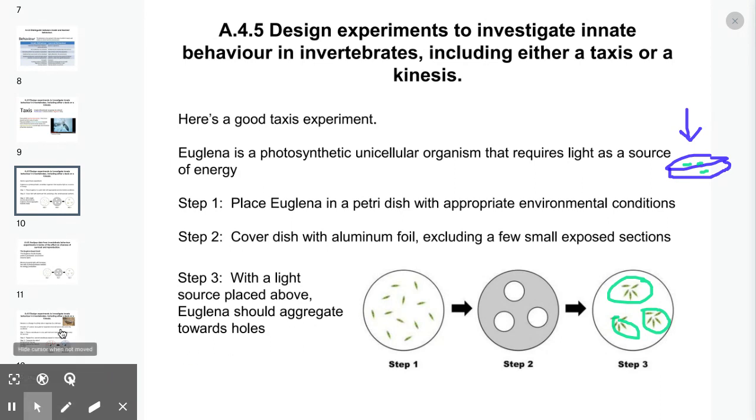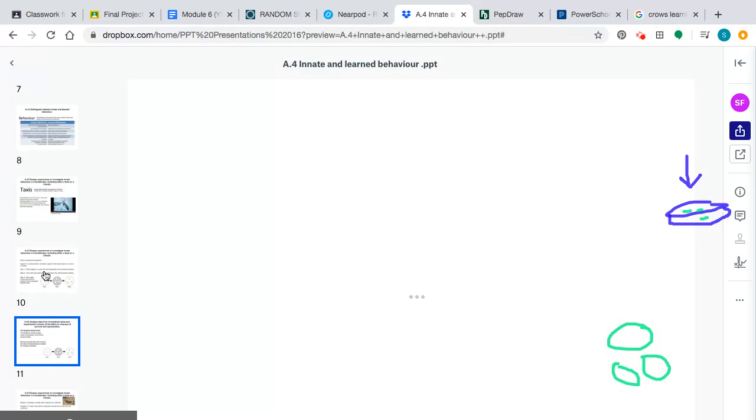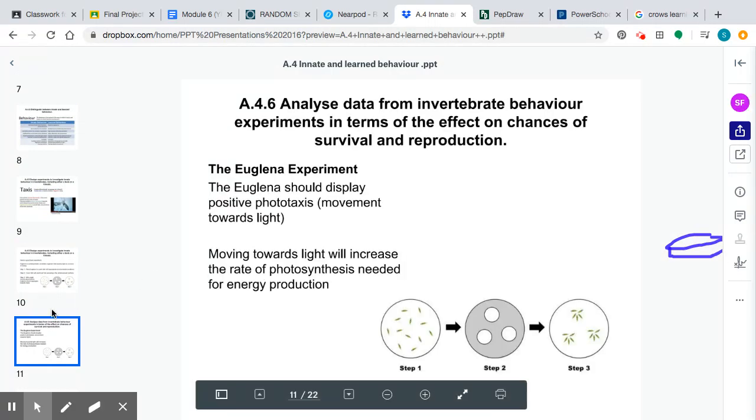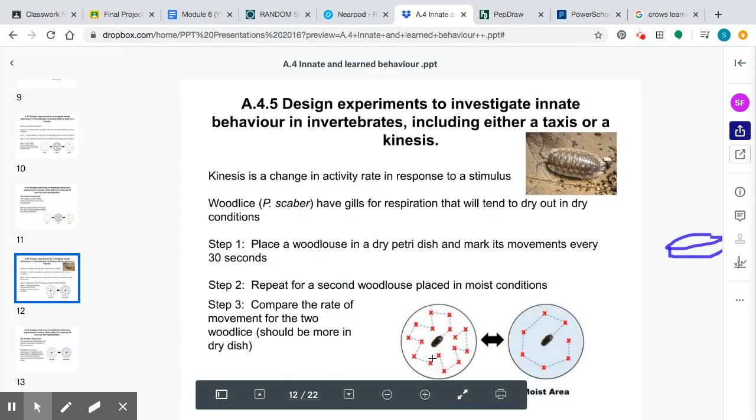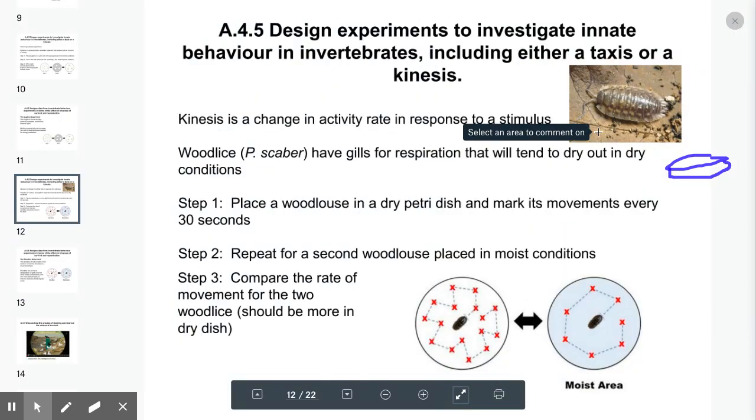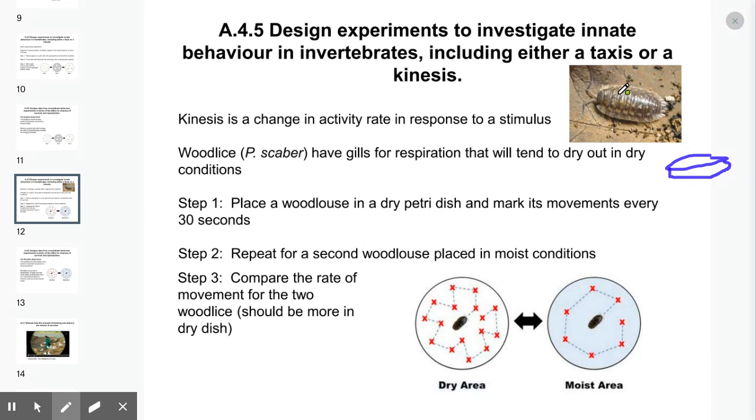An example of kinesis, which remember is just that random motion until they find a spot that feels okay, is with this animal called a woodlouse. A woodlouse is this little guy up here. And believe it or not, it's a crustacean. They live on land, but it's a crustacean, so it has gills and it needs to be wet. If it's dry, it's going to have a hard time. So if you put this woodlouse in a petri dish and it's dry, it is just going to randomly move around until it finds an area that's wet.